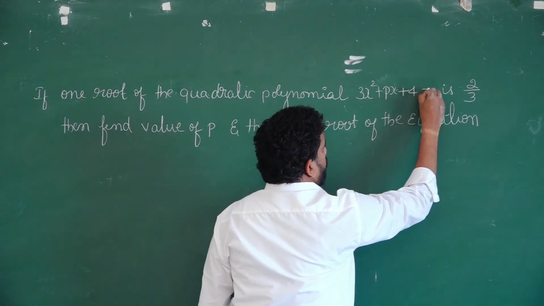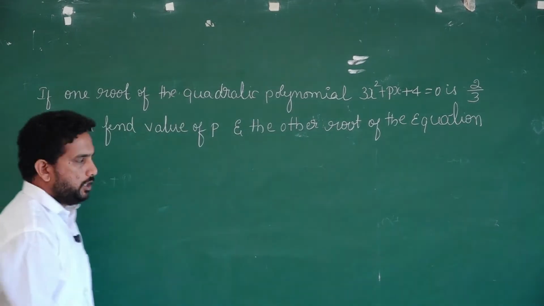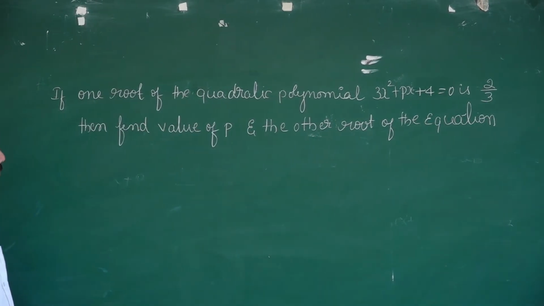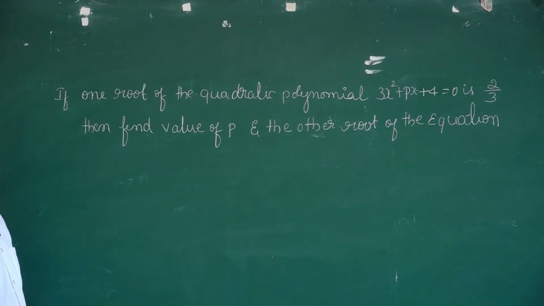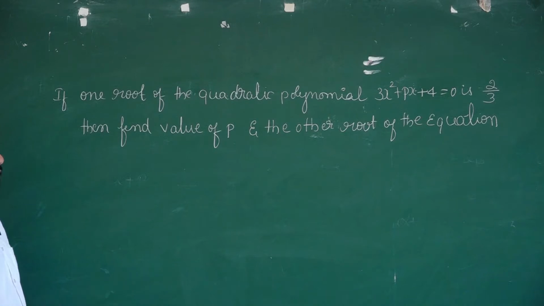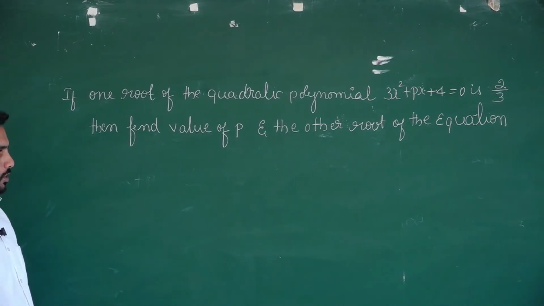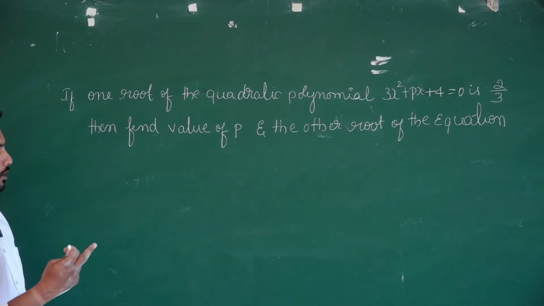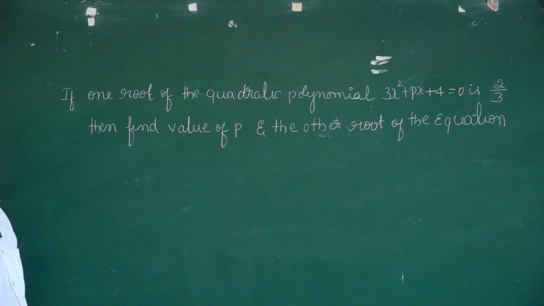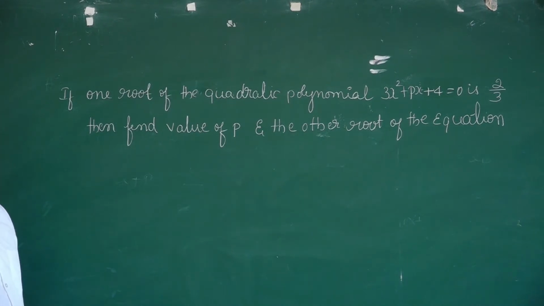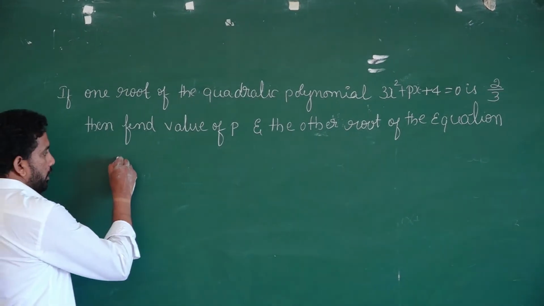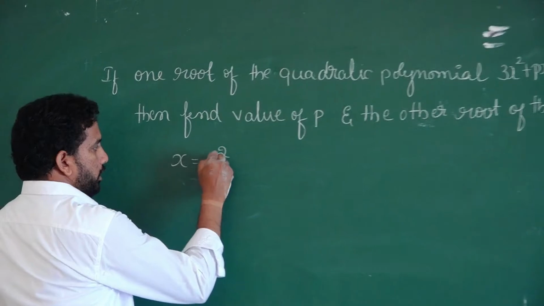Plus 4 equal to 0 is 2 by 3. Then find the value of p and the other root of the equation. When they give questions like these, we have to substitute the root of the equation in the equation. So 2 by 3 is one root of the equation. That means you have to take x is equal to 2 by 3.